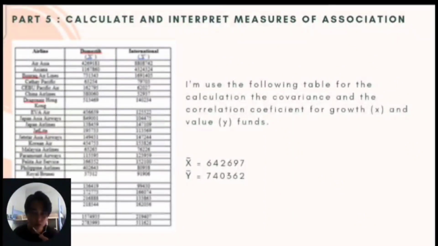BB2211093. In this slide, I am going to explain my part 5, which is calculate and interpret measure of association. I use the following table for the calculation of the covariance and the correlation coefficient for variable X and variable Y. Before we calculate the covariance and the correlation, we need to know X bar and Y bar. And I already calculated, X bar is 642697 and Y bar is 740362.